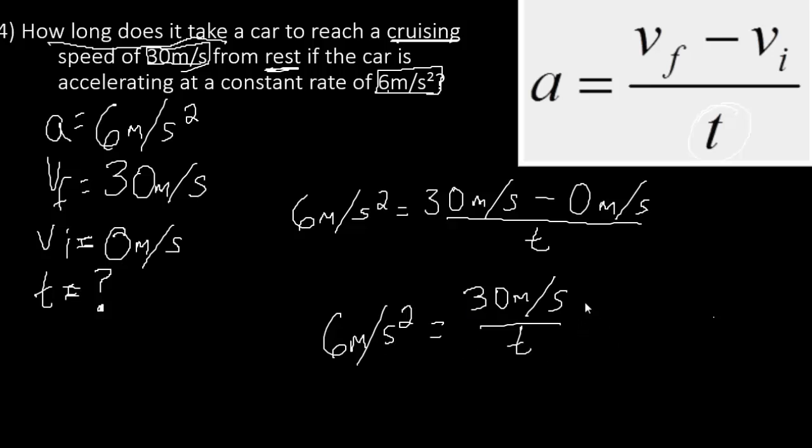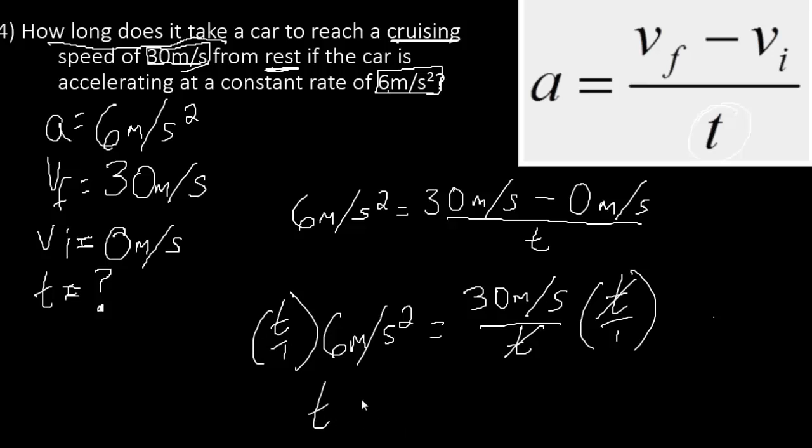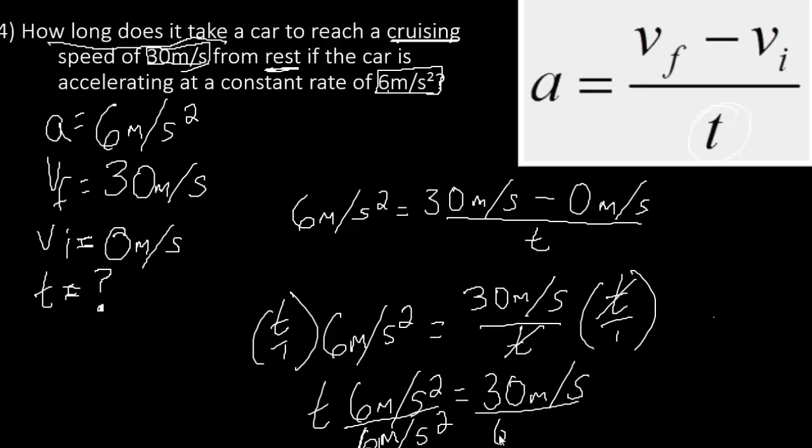The next thing that we need to do is multiply t out of the problem. So we multiply by t over 1. That'll get t to cancel. What we do to one side, we have to make sure we do to the other side. So we would be left with t times 6 meters per second squared is equal to 30 meters per second. Then we can go ahead and divide by 6 meters per second squared on each side.